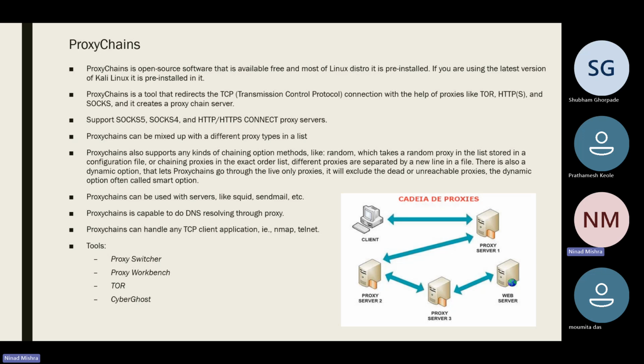So either it will connect through them one by one, as mentioned in the configuration file, or it will randomly take any one of the IPs and try to connect. When you're connecting, you can mention the method that you want to connect with. There is also a dynamic option that lets the proxy chain go through live proxies only. It will exclude the dead or unreachable proxies. And this is also often called a smart option.